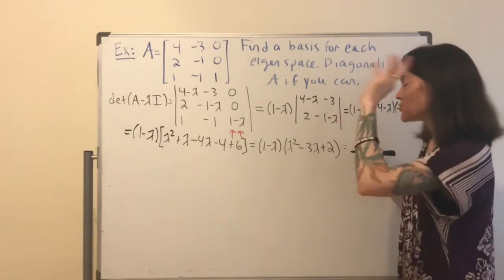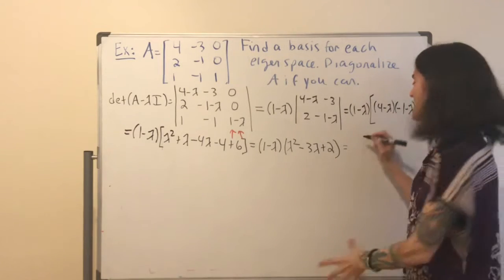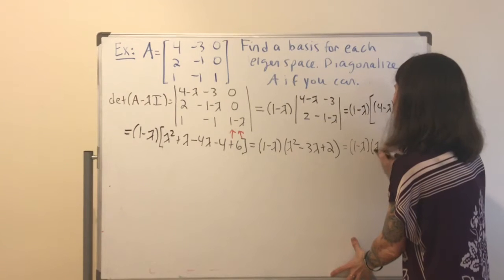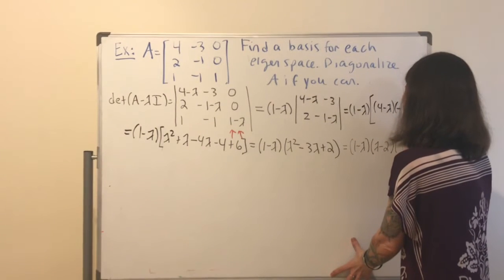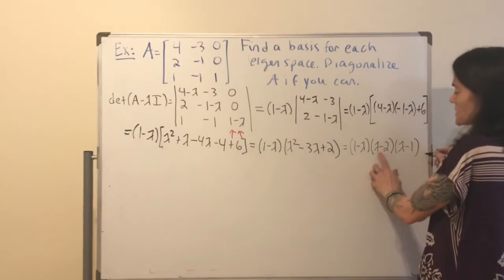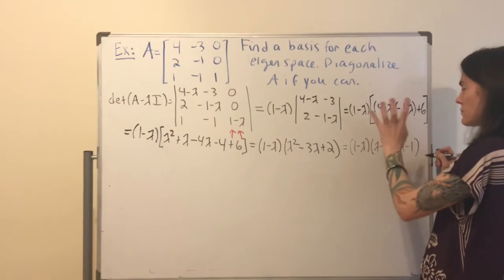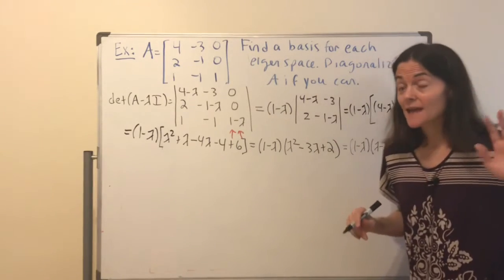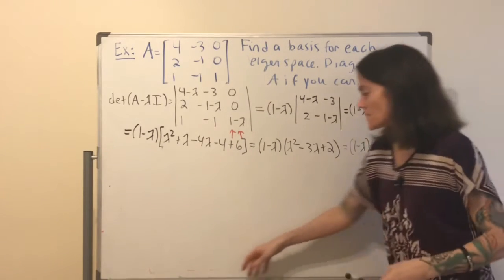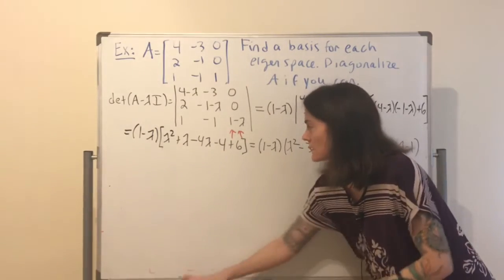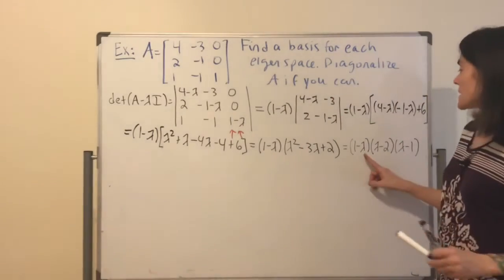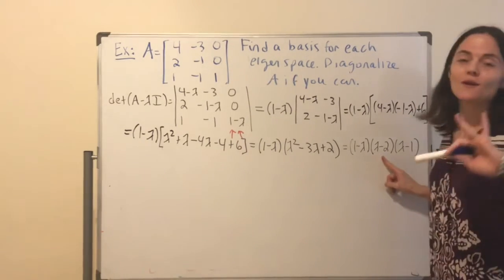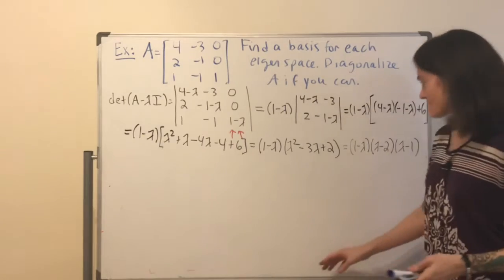And now I am really at my final step. This will factor into lambda minus 2 and lambda minus 1. So I have 1 minus lambda, lambda minus 2, lambda minus 1. Or I could have written this as 2 minus lambda and 1 minus lambda. It's fine this way. But what we see here are our eigenvalues. There's 2 of them. So for this matrix, lambda is 1, algebraic multiplicity 2. Lambda is 2, algebraic multiplicity 1.